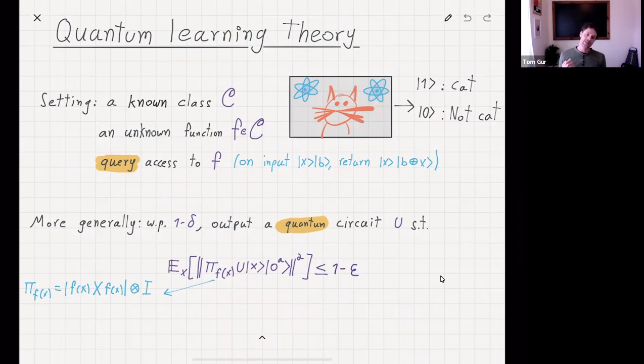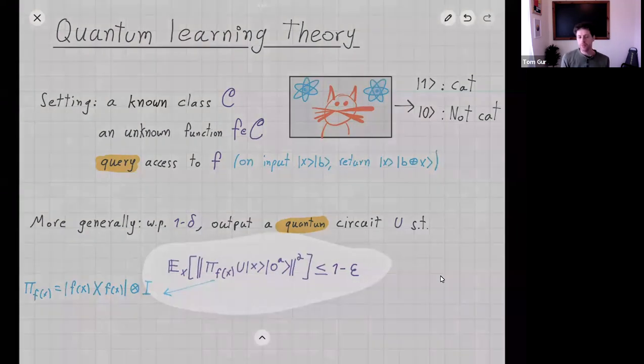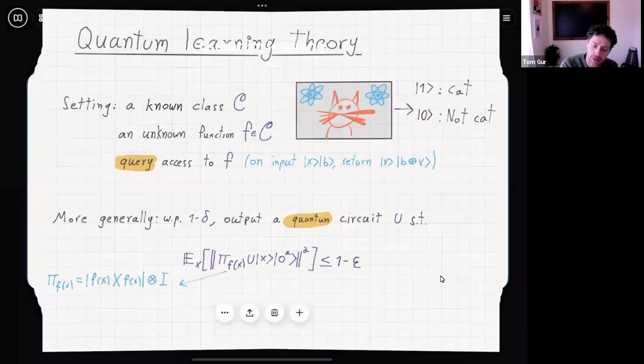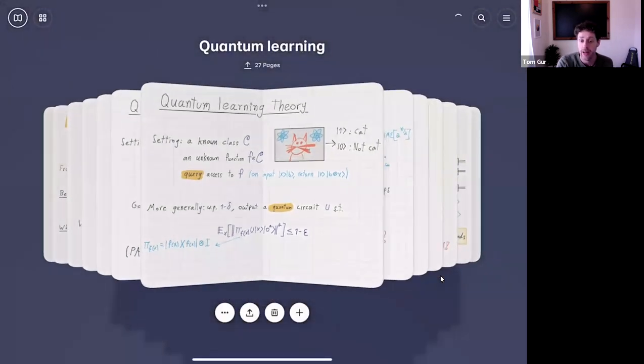And instead of outputting some hypothesis which tries to predict the function, we can also output a quantum circuit. This whole expression that you see here is just quantum notation for saying that you have a circuit, and once you measure it, with extremely high probability it would approximate the function. So this is how we augmented the model: both having quantum access and the ability to output a quantum hypothesis, which are both potentially more expressive.